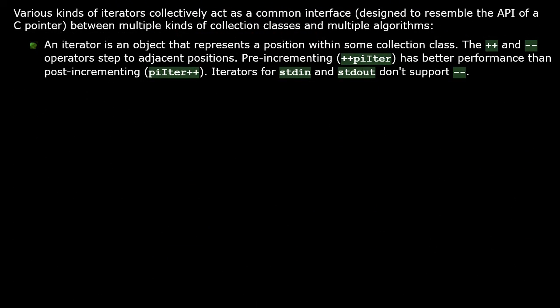STL contains many collection classes and many algorithms. They often can all work with each other interchangeably, because they interact using a common iterator interface. These iterators have been designed to resemble the way a C pointer works for the iteration over a C array. An iterator is an object that represents a position within some collection class.